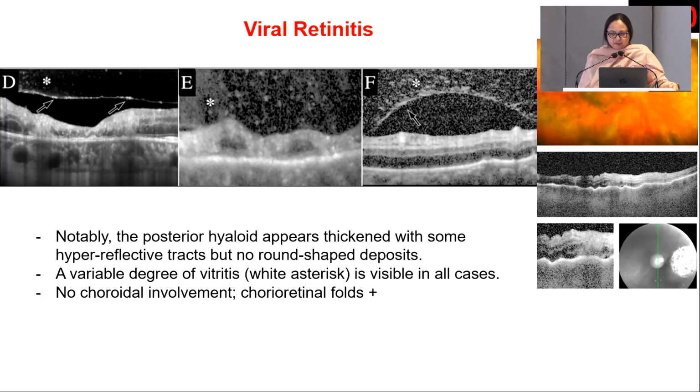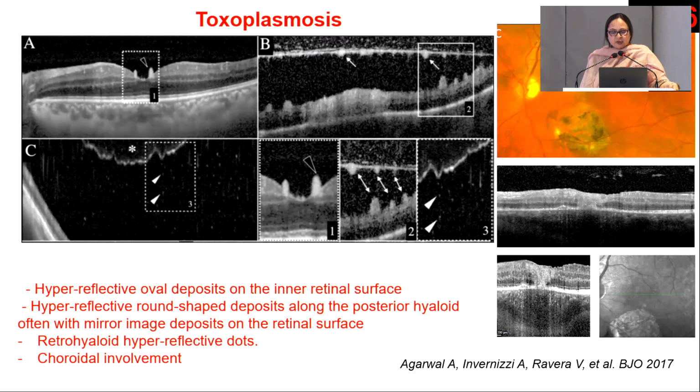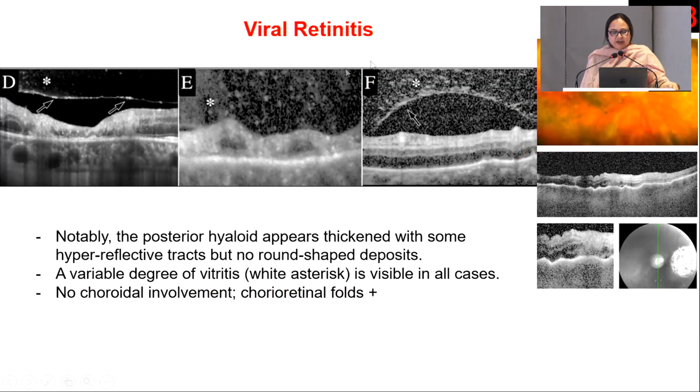When we talk of viral, here when you look at the posterior hyaloid, it appears thickened. There are some hyperreflective tracts like you see with these arrows, but you do not see the round deposits like you were seeing in toxo. Now I would have gone back to show you the round deposits of toxo, which are very different from the thickened hyaloid and tracts of the viral.